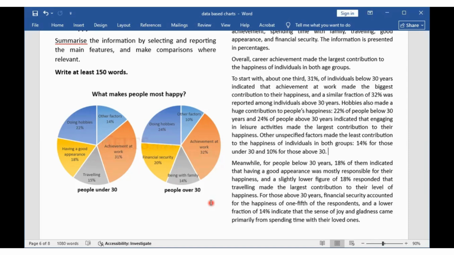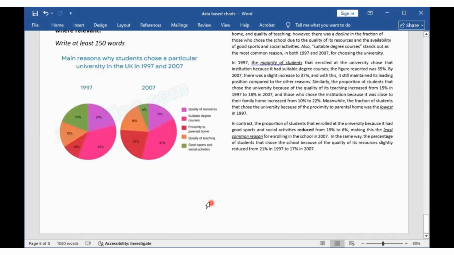Yes, sir. So let's go back to your first question. You said if we have two pie charts with different dates, we can first deal with the first pie chart, let's say 1997, in the first paragraph, then in the second paragraph we start comparing. Did I say that? I thought that was what you said in your last class, that we should first deal with just the first pie chart.